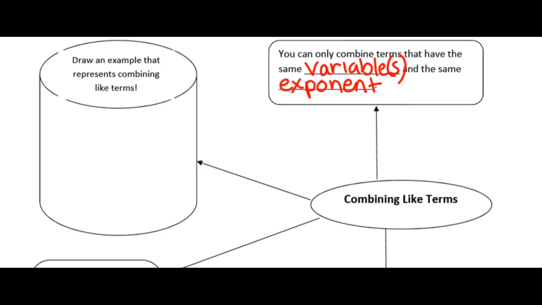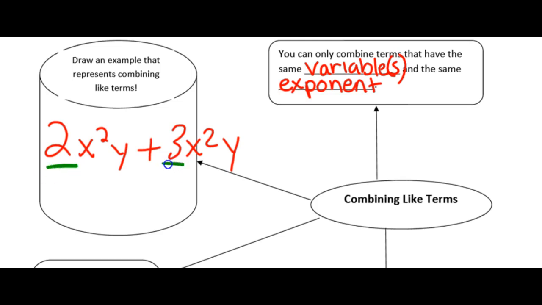So combining like terms, what's an example of that? Let's say I have 2x squared y plus 3x squared y. Those are like terms because I have an x and a y in both of those terms. And the x is squared on both, and the y is to the first power on both. So I can combine these, and all I have to do when I'm combining these is add my coefficients. So this would be 5x squared y.